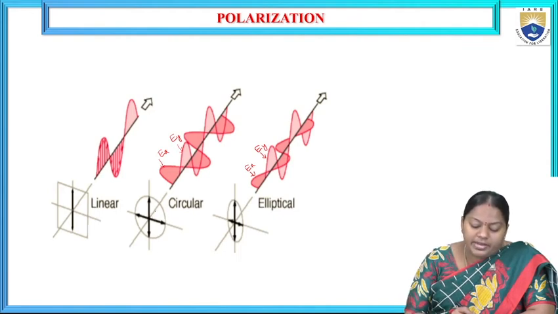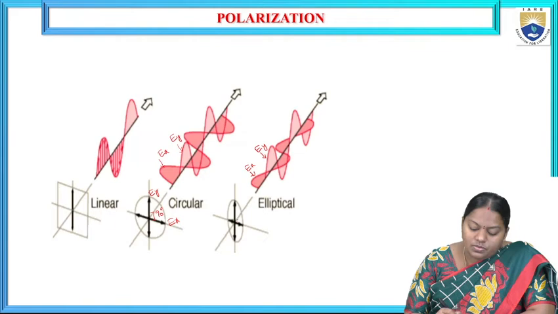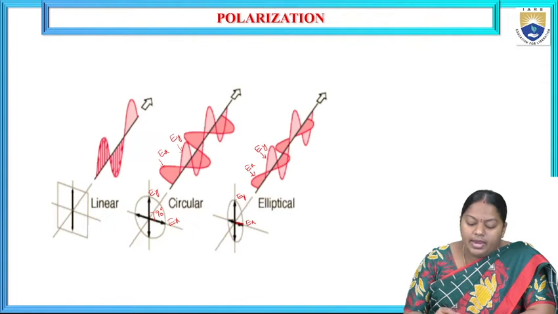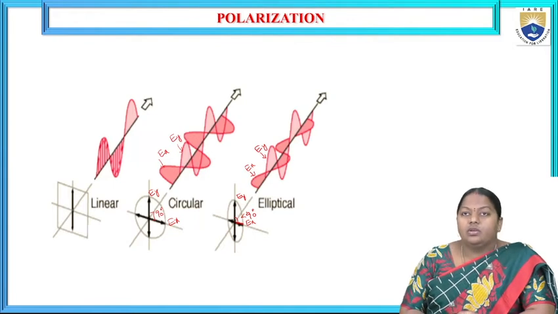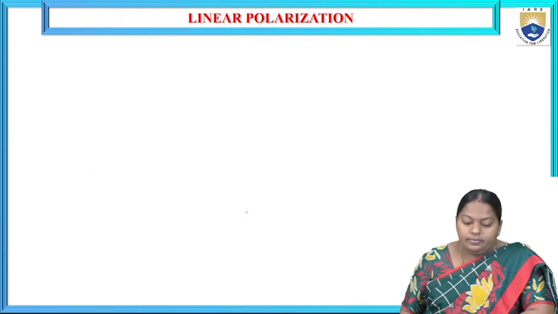And if you observe, the magnitudes of these two are exactly equal, meaning Ex magnitude and Ey magnitude must be equal, and the phase angle between these two is exactly 90 degrees. In that case, the wave is said to be circularly polarized. And here, if you observe, this is the direction, meaning the magnitudes of this and this will not be exactly the same, and the angle between them is less than 90 degrees. In that case, the polarization is said to be elliptical polarization. Okay.